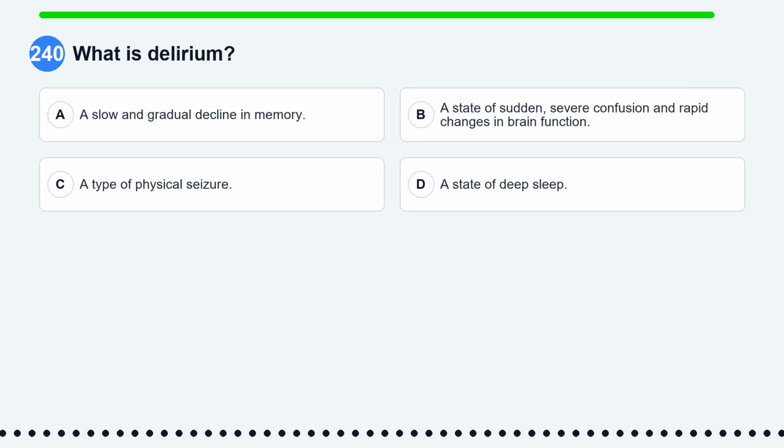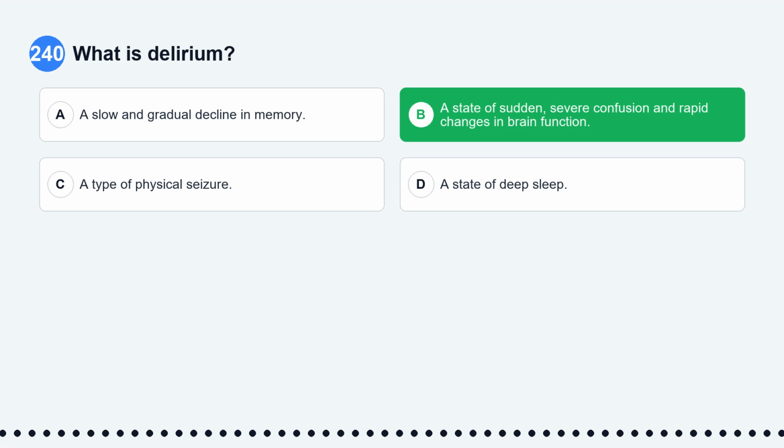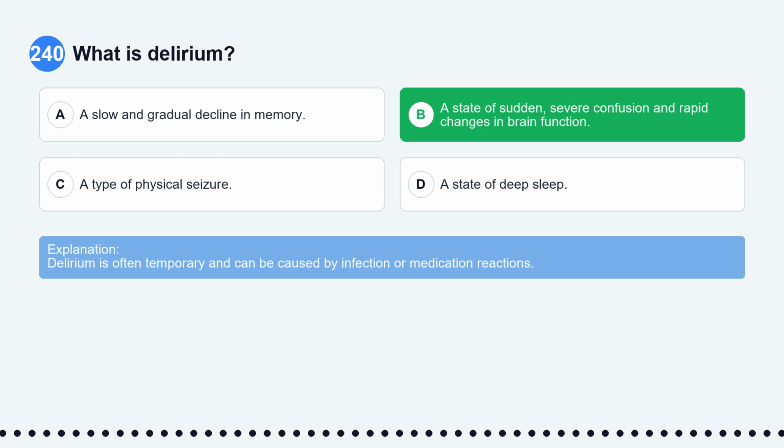Question 240. What is delirium? Option A, a slow and gradual decline in memory. Option B, a state of sudden, severe confusion and rapid changes in brain function. Option C, a type of physical seizure. Option D, a state of deep sleep. The correct answer is option B, a state of sudden, severe confusion and rapid changes in brain function. Delirium is often temporary and can be caused by infection or medication reactions.